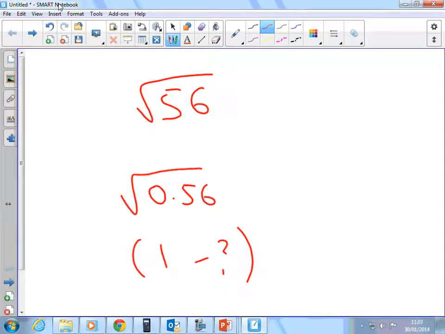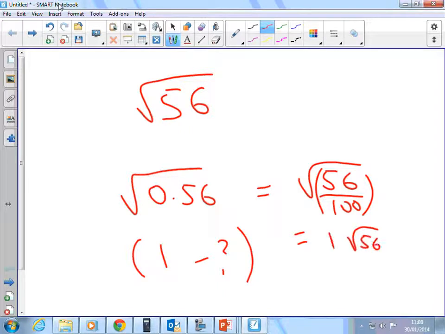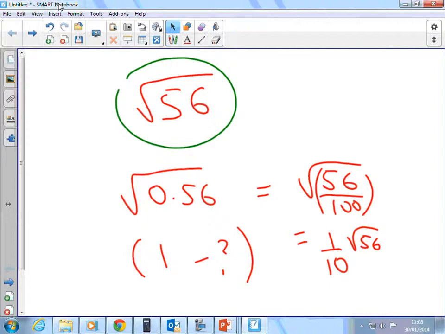Okay, so if I can estimate this, I know that this is simply the square root of 56 over 100, which is 1/10 of the square root of 56. So if I can find an estimate for this, then I just have to times it by what? 10. Brilliant. So that is equal to root of 56 over 10, or 1/10 of the root of 56. Is that right? So if I can find an estimate for this number, I know that the root I'm looking for, I have to simply multiply this number by 10. Does that make sense? Yeah?